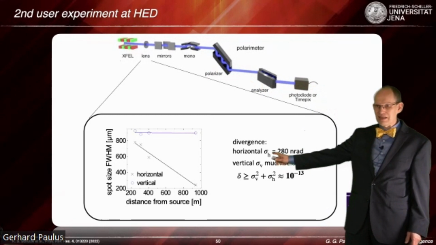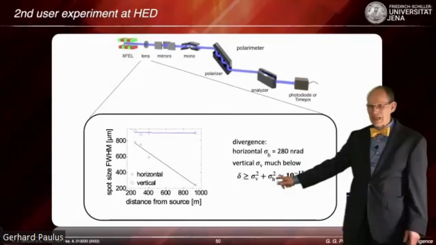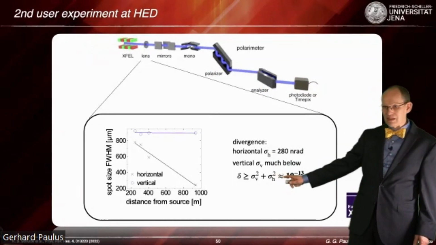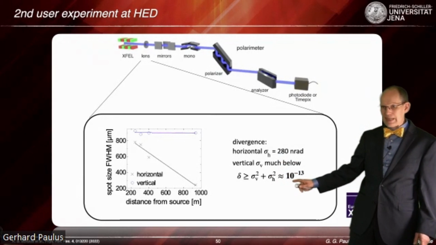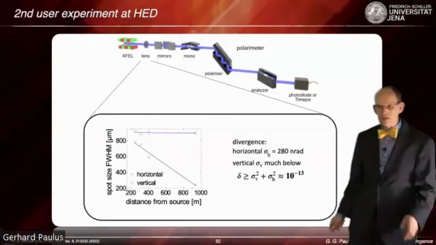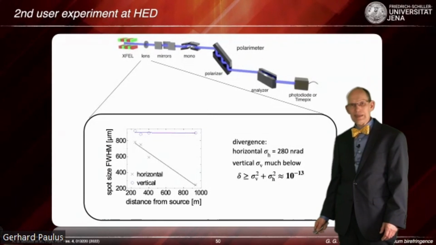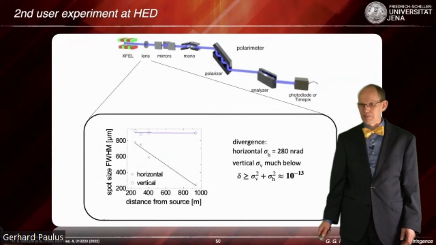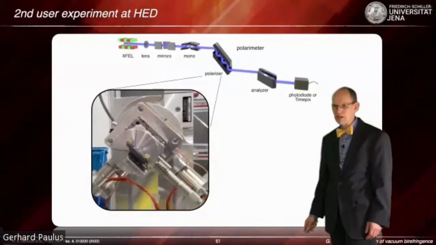And the divergence in this case was not 10 microradian, but just 0.3 microradian. For the horizontal one, the vertical actually even better. The theoretical limit then would be 10 to the minus 13 for the polarization purity if it is only limited by divergence. But you'll see it's actually limited by something else.